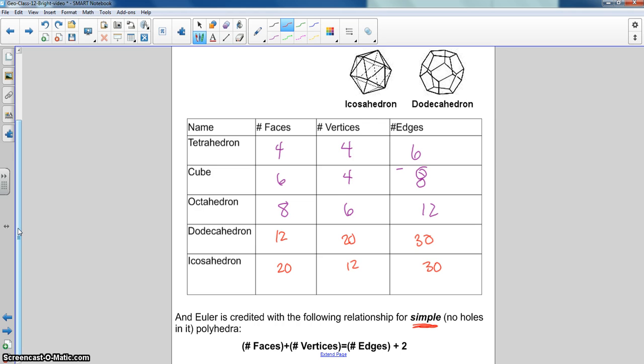So in problems in these sections, I don't have any examples prepared for this section, but typically what you need to do is count up number of faces, number of vertices, and number of edges, at least two of them, and then you can determine the third using this relationship.